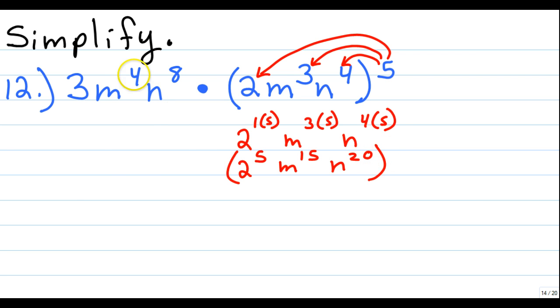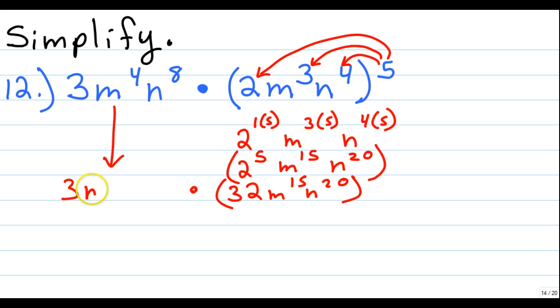Again, before I continue and bring down this first term, I still want to continue with simplifying, so I want to take care of this 2 to the 5th degree. This is like saying 2 times 2 times 2 times 2 times 2, 5 times. So 2 raised to the 5th degree is going to create 32. M to the 15th, n to the 20th. Now I'm going to go ahead and go back and carry down this previous term. 3m to the 4th n to the 8th.